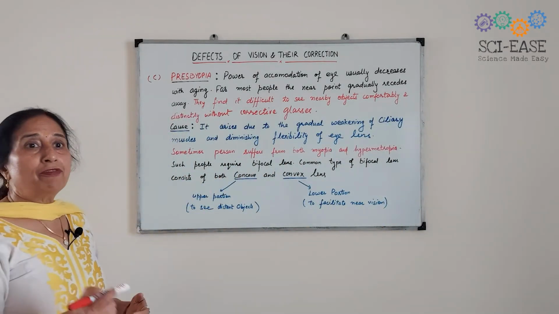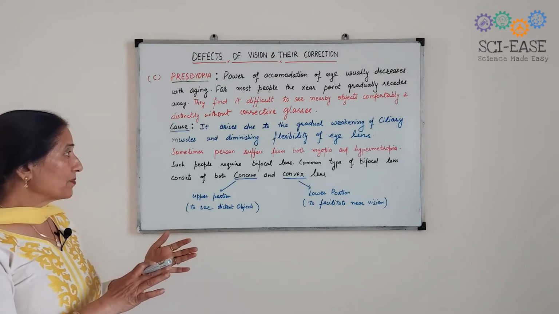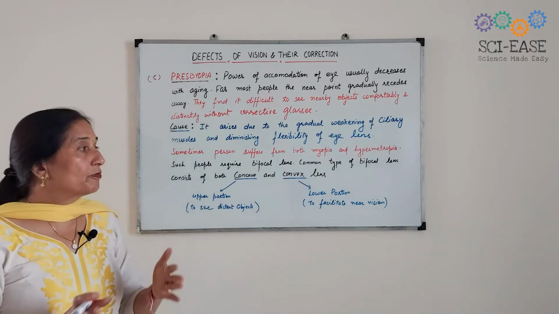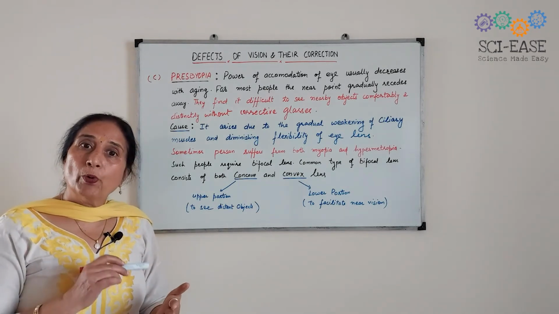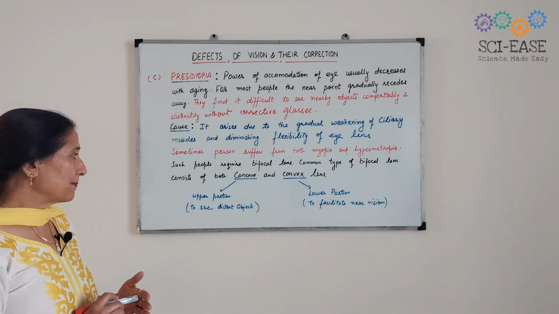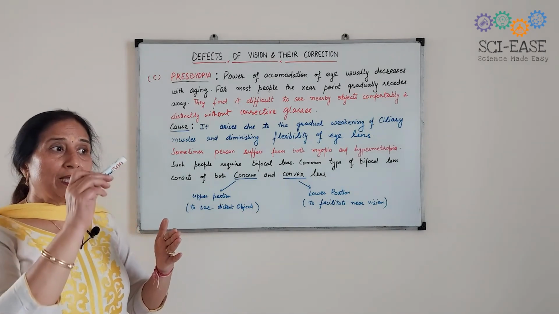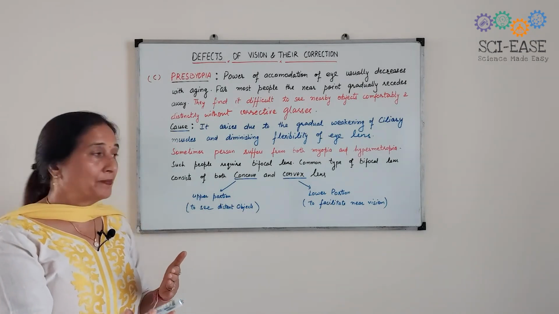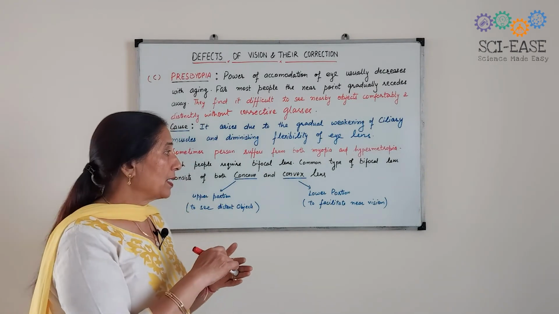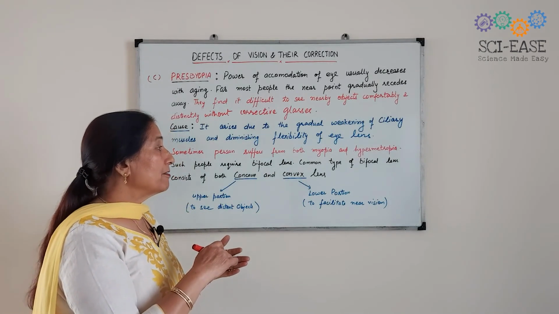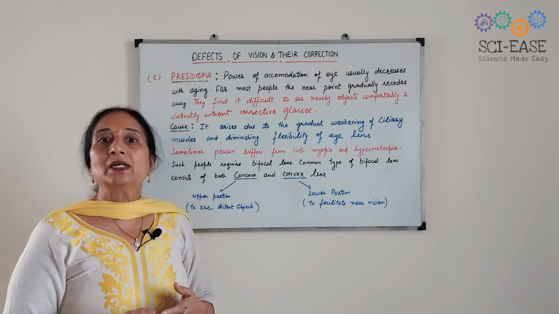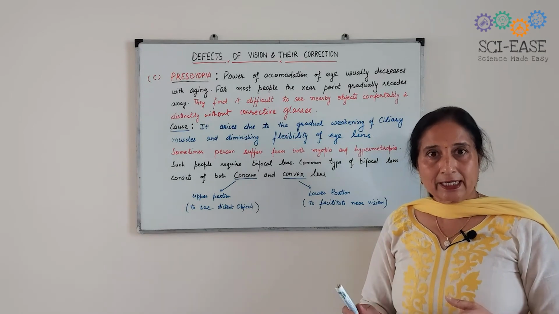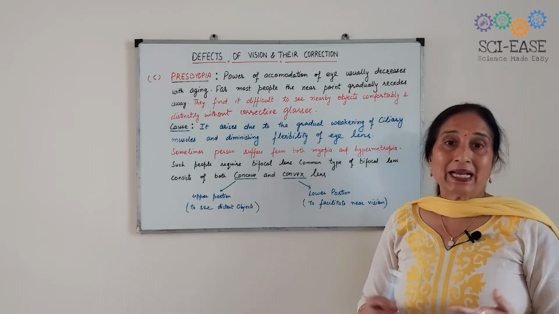Sometimes a person suffers from both myopia and hypermetropia. Such people require a bifocal lens. A common type of bifocal lens consists of both concave and convex lenses. The concave lens forms the upper portion of the spectacles to see the distant objects, and the lower portion is formed by a convex lens, which facilitates near vision. All these refractive defects can be corrected by using contact lenses or by surgery.